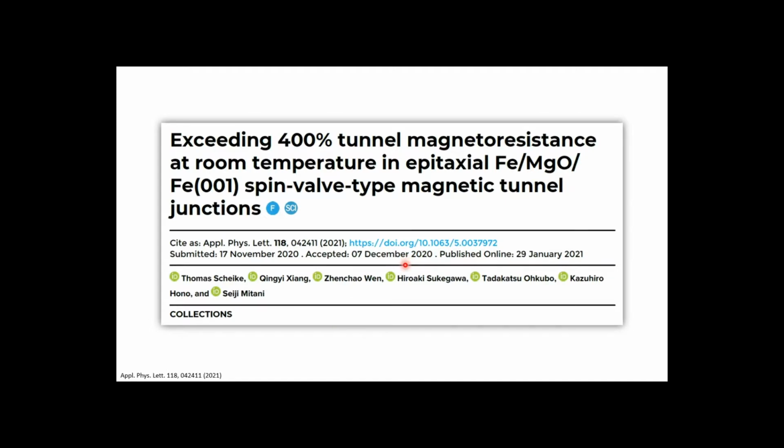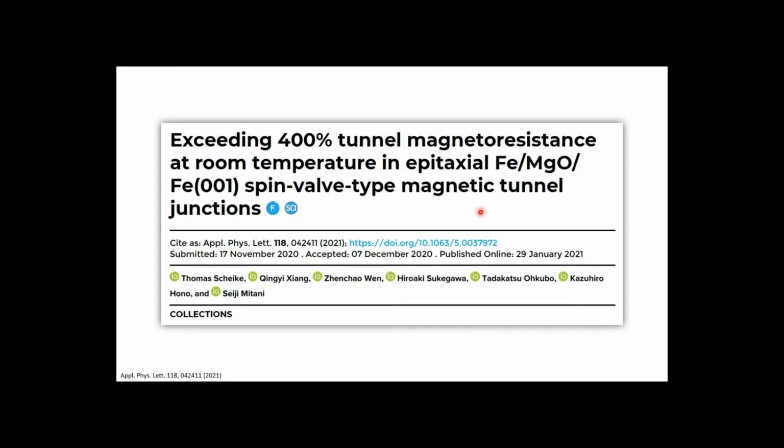And secondly, in this paper, the work reaches 400% TMR at room temperature in epitaxial Fe/MgO/Fe spin-valve type magnetic tunnel junctions. Actually, in the widely studied Fe/MgO/Fe structure, first-principles calculations have suggested a TMR ratio of over several thousand %.